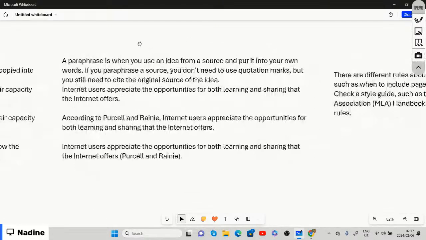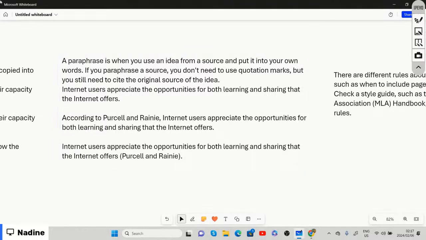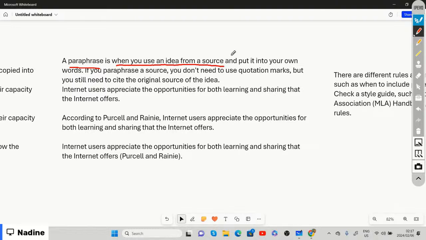And then we have paraphrasing. A paraphrase is when you use an idea from a source and you put it basically into your own words. That is what I mentioned earlier on. If you take an article or something from a book or somewhere, instead of just quoting it, you can basically just rewrite it into your own words.